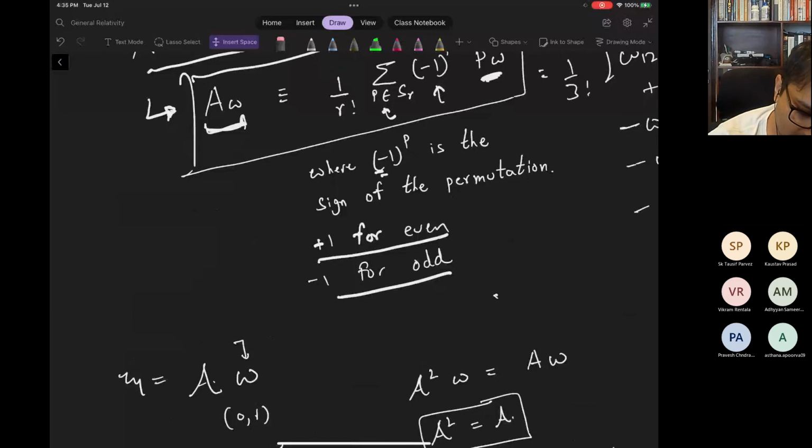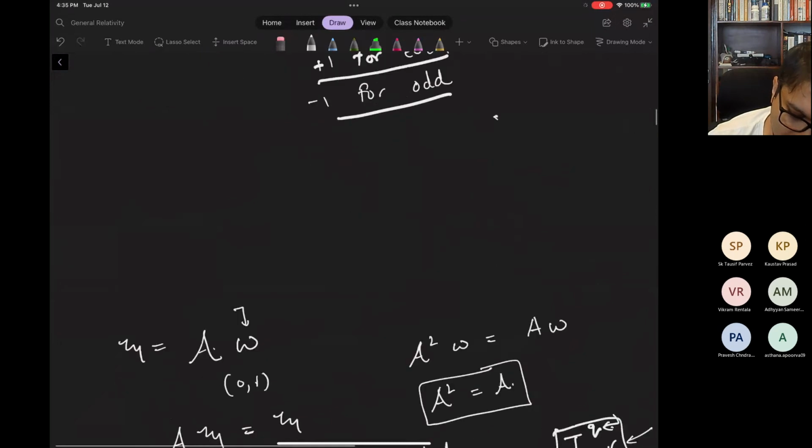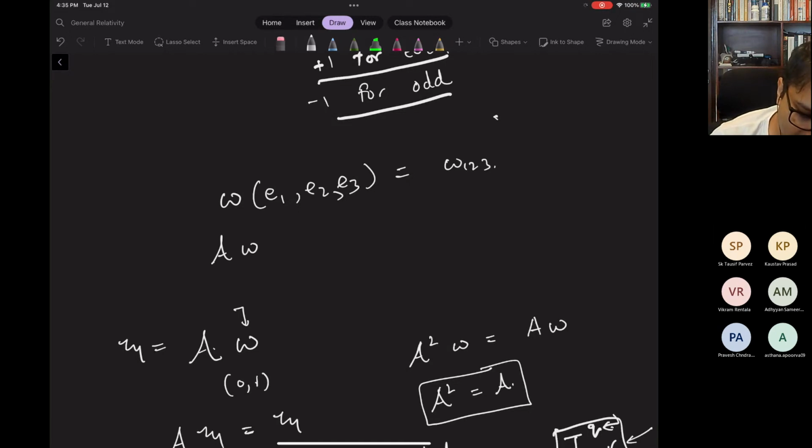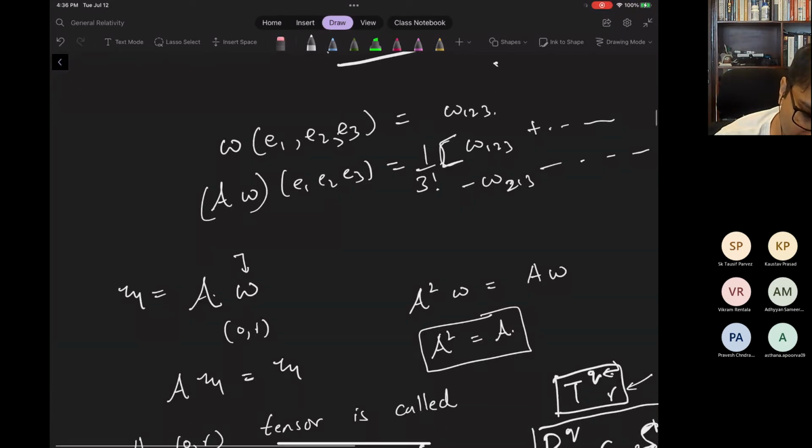Okay, so that we can show. Again, I'll just work it out as a simple example. Supposing we take omega acting on E1, E2, E3. This is equal to omega 1, 2, 3. Now, if we consider A acting on omega, which is a tensor again of type 0, 3, and consider its action on E1, E2, E3, this gives us 1 over 3 factorial times the signed combinations. It gives us omega 1, 2, 3. All the cyclic ones will have a plus sign. All the anti-cyclic ones, like 2, 1, 3, will have a minus sign.